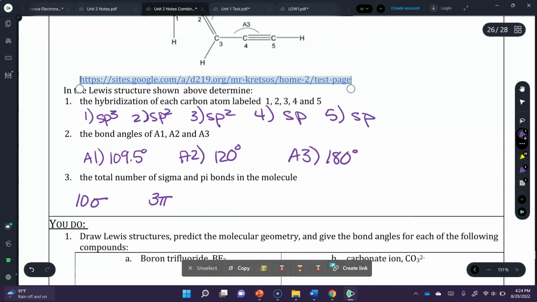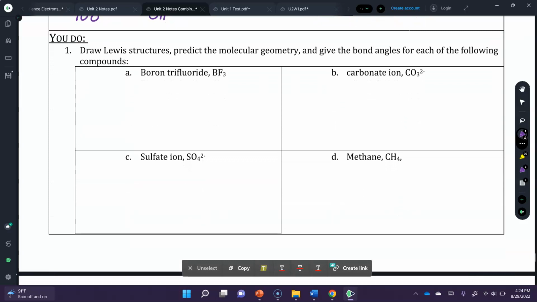So that concludes these notes. Complete the you do and check your work.